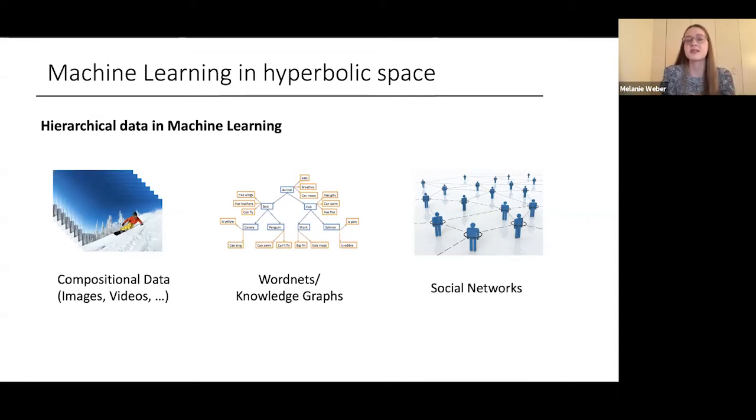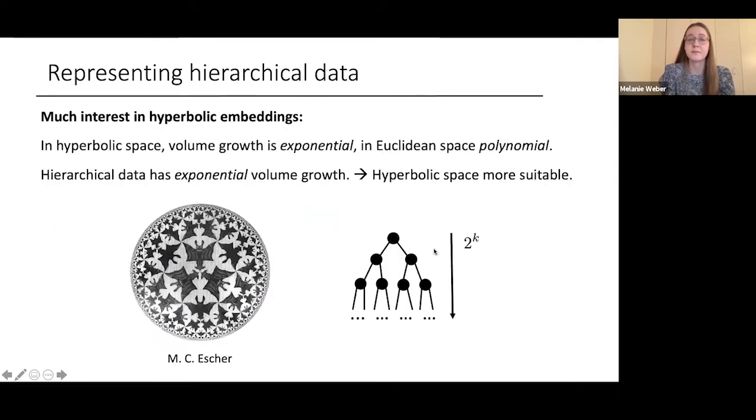As we've already briefly seen, hyperbolic spaces are very good for representing trees, because here the geometry aligns well with that of hyperbolic spaces. Examples where we encounter that in practice are, for instance, compositional data in computer vision, WordNets and knowledge graphs when we study languages, or social networks. Just to reiterate that point with the volume growth, if we look at a tree here, schematically shown as a binary tree, and we go down the levels of the tree, then the number of vertices grows as 2 to the k, right? So this indicates that we have an exponential volume growth.